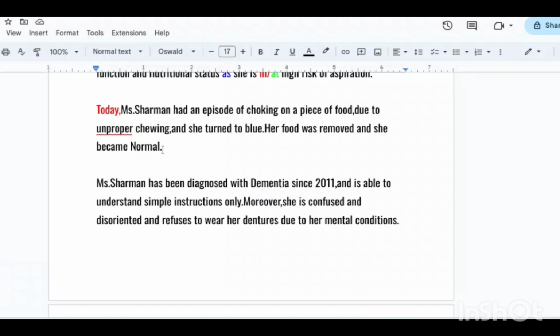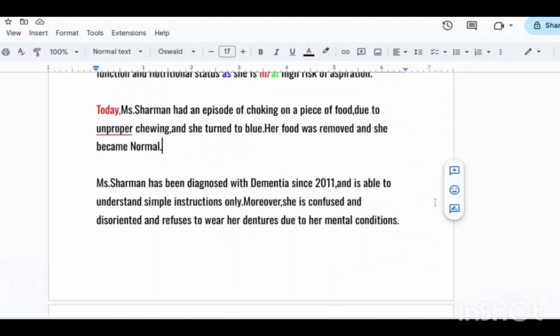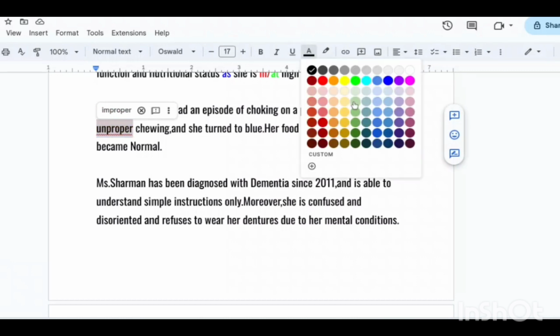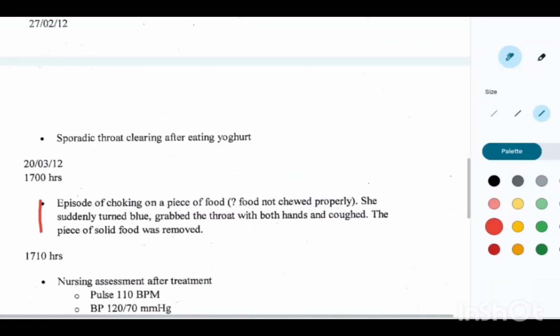So mention that her... Okay, sorry for that. So today Miss Sherman had an episode of choking on a piece of food due to improper... improper chewing. That's not a correct usage of the verb. So what we can say, the word already mentioned in the case note is improper, or chewed not properly. So you can say unchewed food material was found in his mouth.